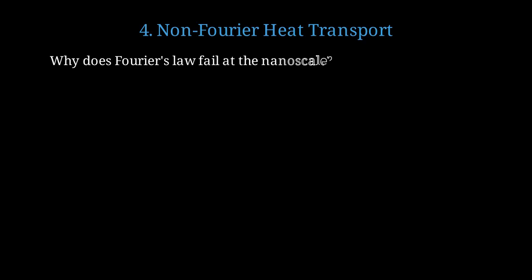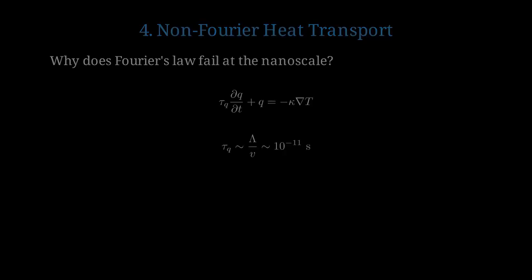Why does Fourier's law fail? Because it assumes local thermal equilibrium and ignores the finite phonon relaxation time. The Cattaneo equation introduces a relaxation time tau sub q, giving tau q times partial q over partial t plus q equals negative kappa grad T. The relaxation time tau q equals lambda over v, typically around 10 picoseconds for phonons.